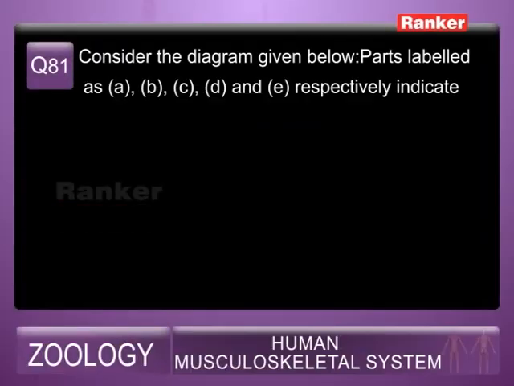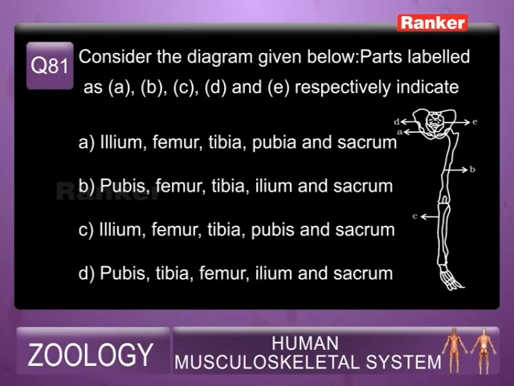81 is here. Consider the diagram given below. Parts labeled as A, B, C, D and E respectively indicate A. ilium, femur, tibia, fibula and sacrum, B. pubis, femur, tibia, ilium and sacrum, C. ilium, femur, tibia, pubis and sacrum, D. pubis, tibia, femur, ilium and sacrum.